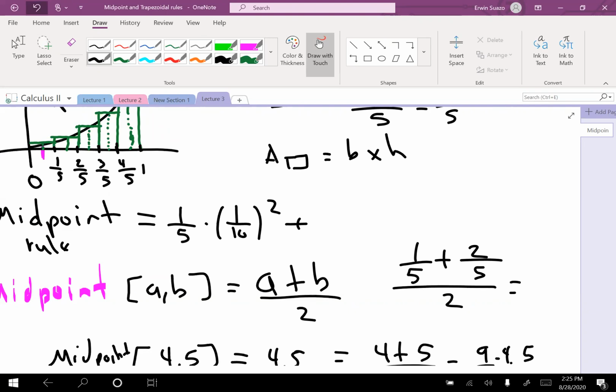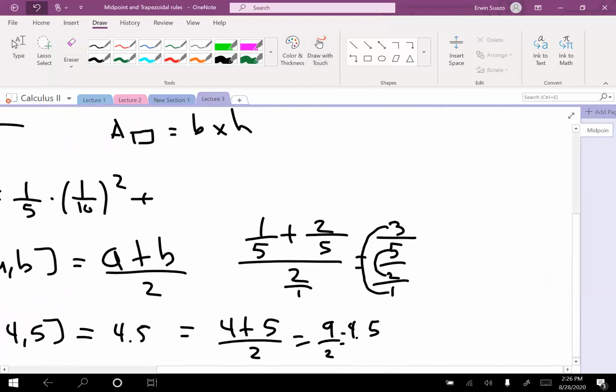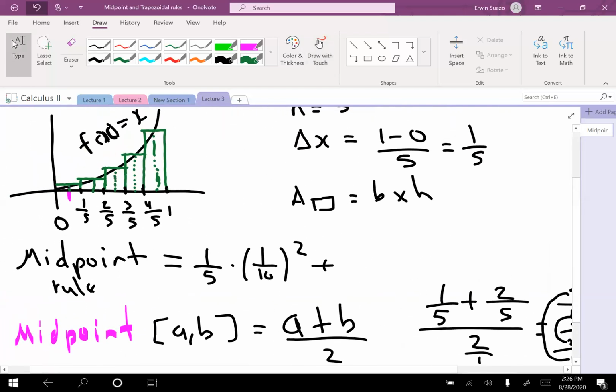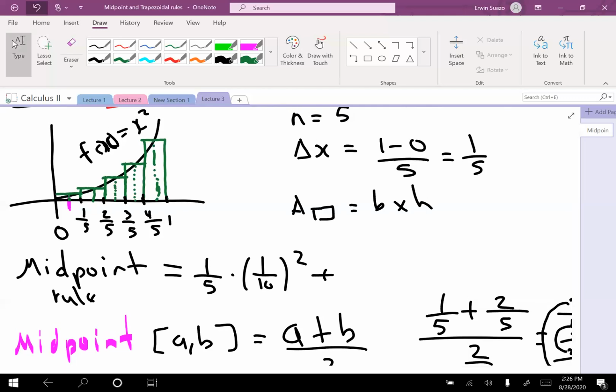So we got 1 plus 2 is 3/5, and then divided by 2. So look at this fraction, guys, because I'm not gonna do this very often. This 2 multiplies times 5, right? Don't forget your fractions, multiplication of fractions. So that's gonna give you 3/10, right? So this guy over here is 3/10.